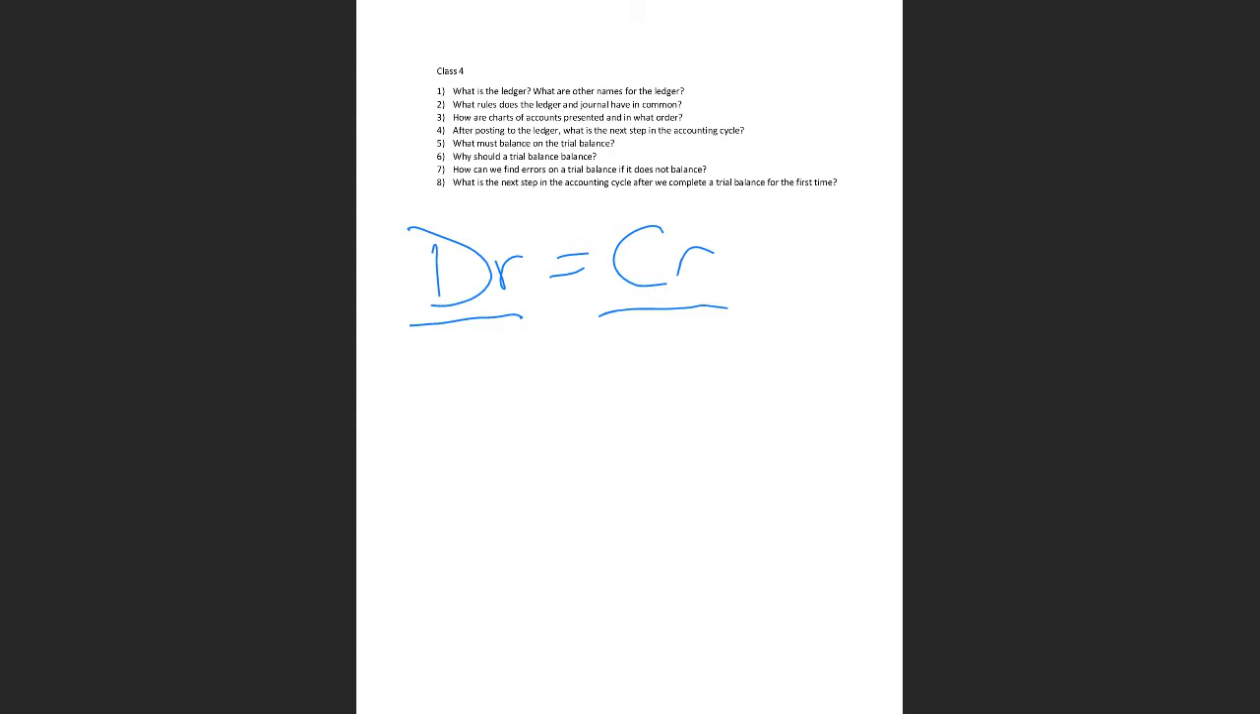And then question number 6, why should a trial balance balance? It is very satisfying when they balance, and it's also less time consuming when they balance because you don't have to go find the errors. If not, there's a mistake. Absolutely. Yeah, yeah. So why should a trial balance balance? And this was mentioned by Paul already.